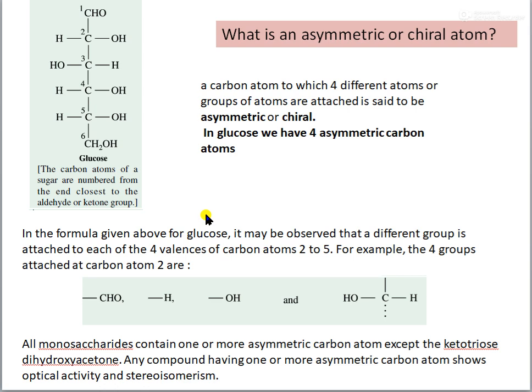Now, if you look into this glucose moiety, you can see that the C2 carbon has four different groups attached to it. One is the CHO, second one is H, OH, and of course this moiety altogether. So the C2 carbon of glucose is found to be asymmetric or chiral in nature. In the same way you also have C3, C4 and C5. There are four asymmetric carbon atoms when we consider the glucose moiety. Now let's look at another example.